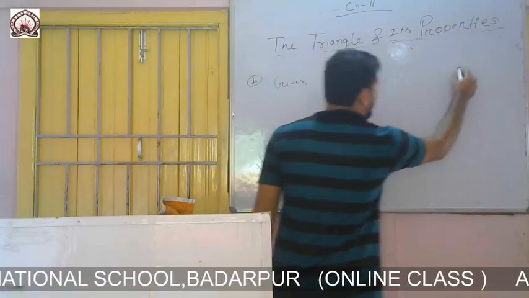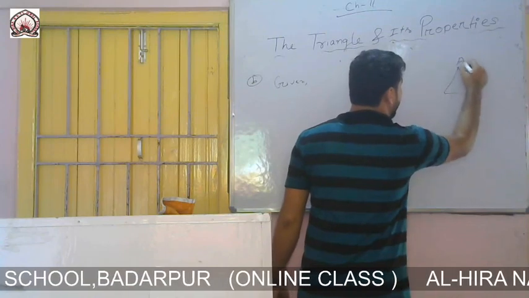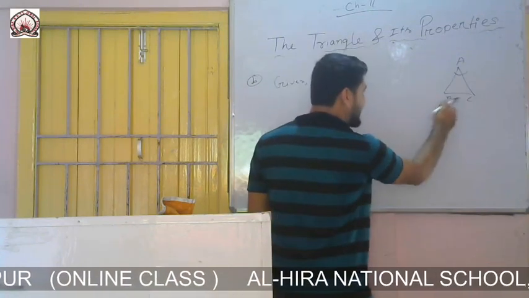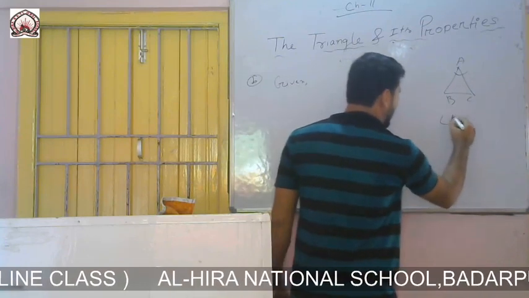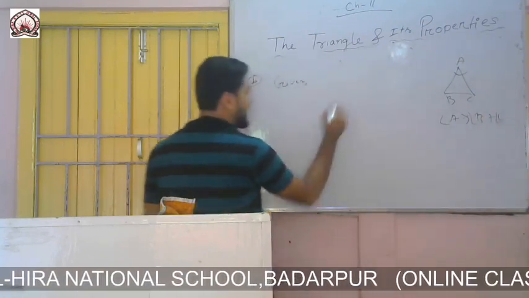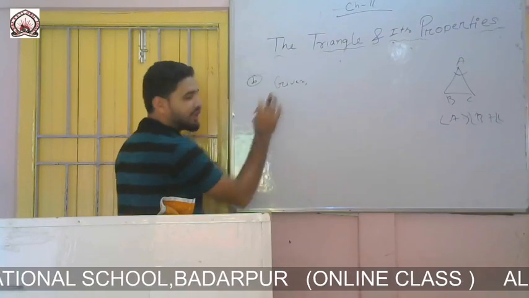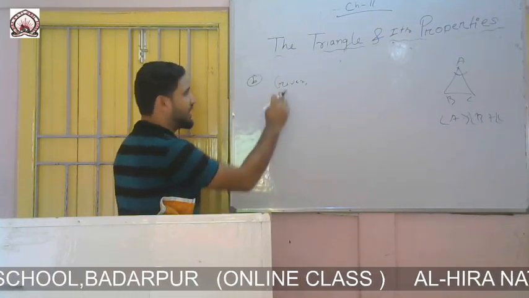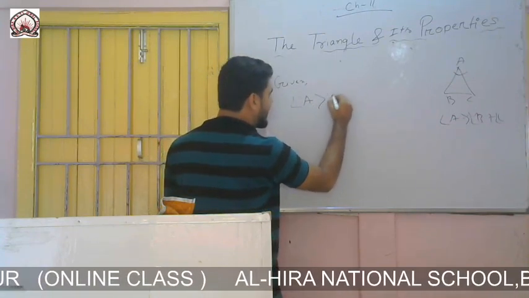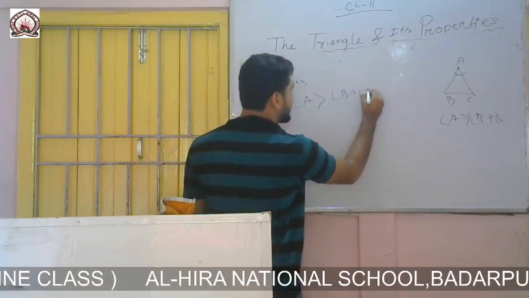That means, suppose this is a triangle ABC, and in the question it is said that angle A is greater than angle B plus C. That means you can write angle A greater than angle B plus C. This condition is given in the question. So for that reason I have written, it is given angle A greater than angle B plus angle C.